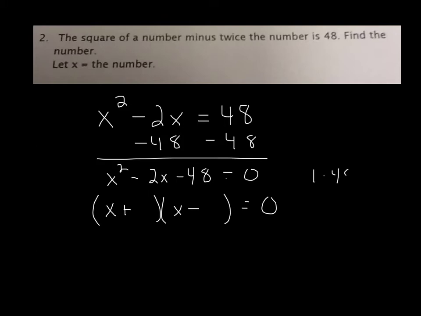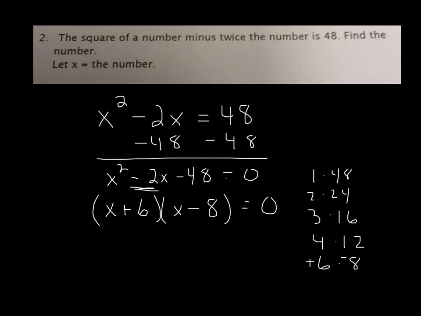So we got 1 and 48, 2 and 24. Can 3 go in there? Yeah, 3 can go in there, and 16, 4 and 12, 5 can't, 6 and 8. Oh, look at that, there you go, 6 and 8. If you subtract those, you get 2, right? Well, we want it to be negative 2, so the 6 is going to be positive, and the 8 is going to be negative. So let's put our 8 next to the minus, and our 6 next to the positive. So we got x plus 6 and x minus 8.